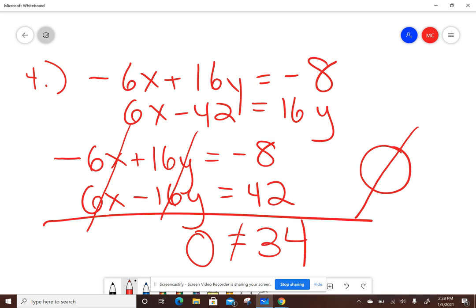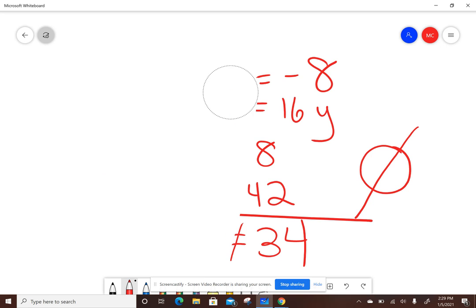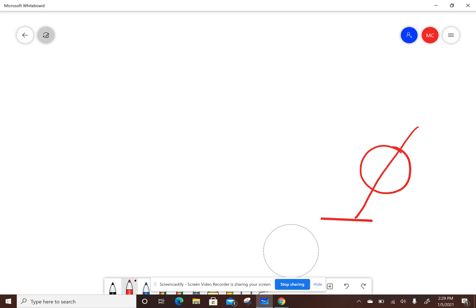Now let's think about why this is no solution. If we put these both into slope-intercept form, what do you think would happen? What would happen is we would realize we have parallel lines with the same slope but different y-intercepts. And we know that when lines have the same slope but different y-intercepts, they're parallel and they never intersect. Therefore, there's no solution.